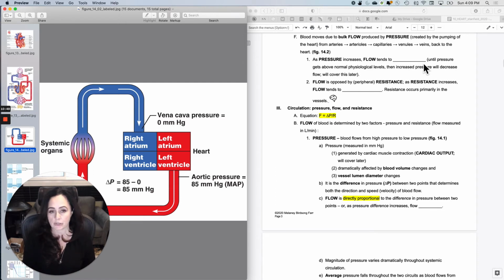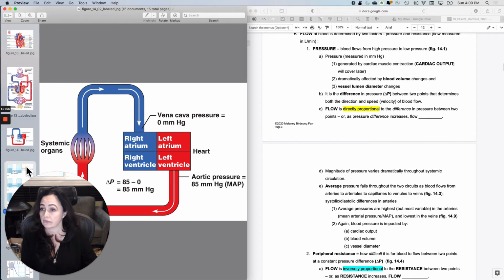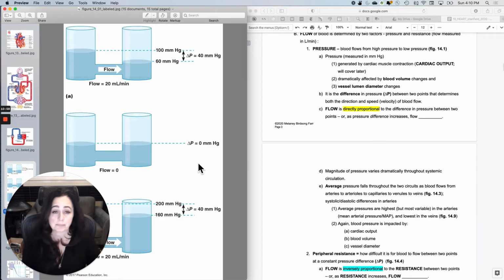Okay, so flow of blood is determined by two factors, by pressure and resistance. So I want to talk about pressure a bit. Let's look at this figure. Okay, so blood, like all fluids, is going to flow from high pressure to low pressure. If you turn on your tap, the pressure is lower in your sink than it is in your faucet. And so the fluid flows from high pressure to low pressure.